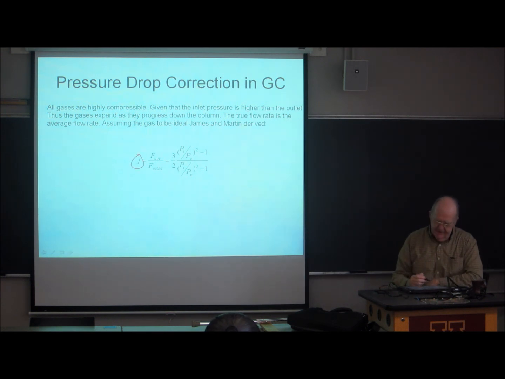And this factor J is called the James and Martin pressure correction factor. It's the ratio of the average flow rate to the outlet flow rate, and it calculates out for an ideal gas to be this factor. So you measure the PI and the PO, you calculate J, you measure the flow rate at the outlet, and then using J, you calculate the average flow rate. You take the measured retention time, you multiply it by the average flow rate, and that gives you the retention volume.